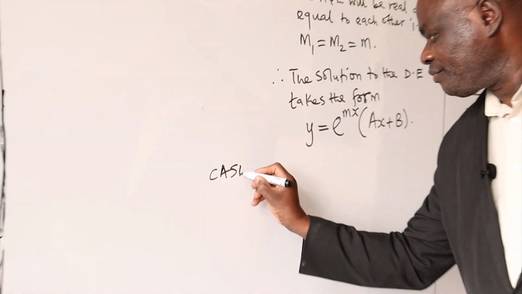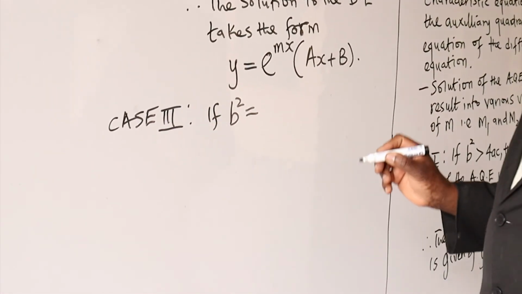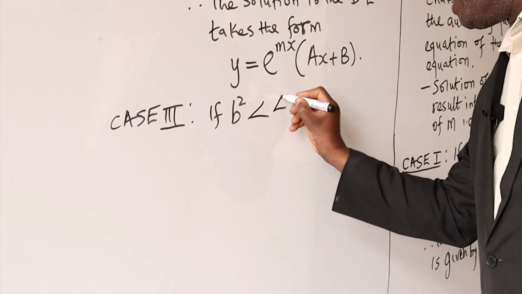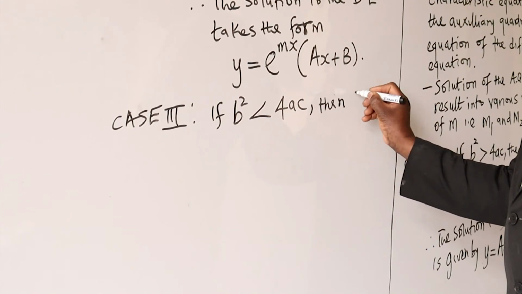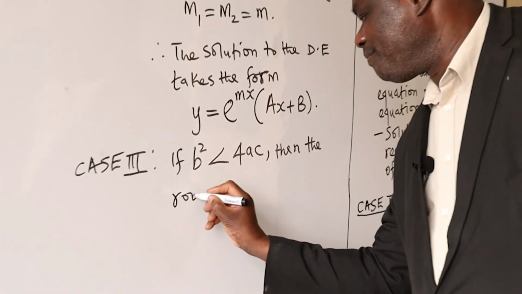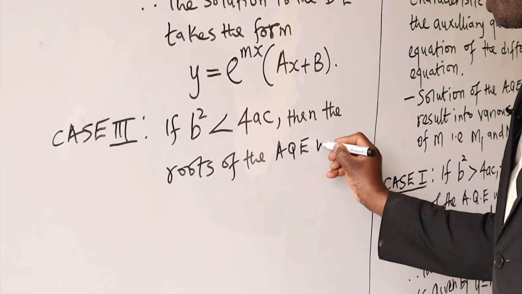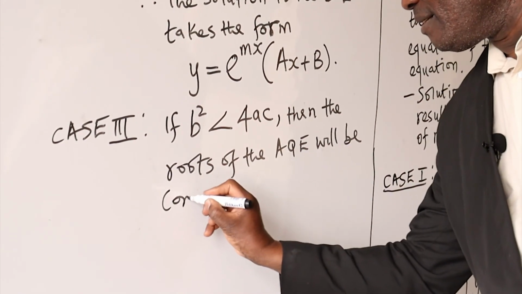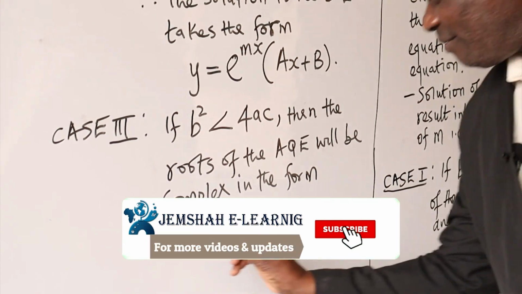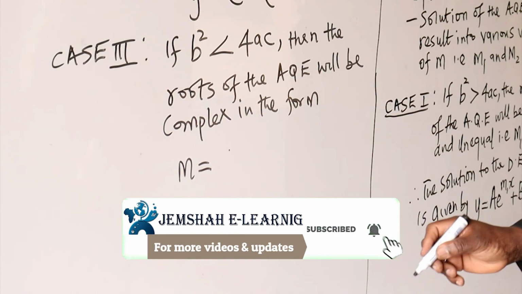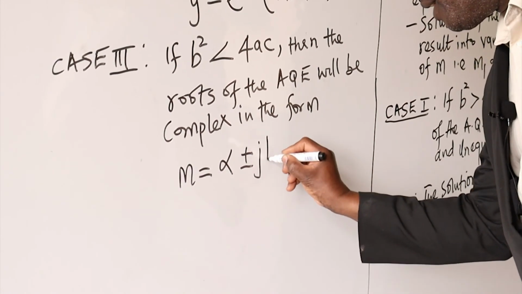Case 3. b squared is less than 4ac. Then the roots of the AQE will be complex, in the form m is equal to alpha plus or minus j beta.